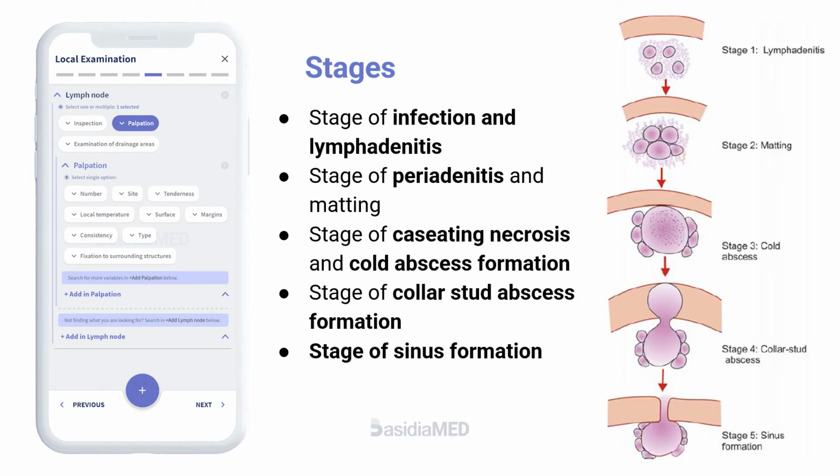The disease passes through 5 stages. The first stage is the stage of infection and lymphadenitis. In stage 2, there is periadenitis and matting. Stage 3 is the stage of caseating necrosis and cold abscess formation. In stage 4, there is collar stud abscess formation, where caseating material passes through deep fascia into subcutaneous tissue and gets adherent to the skin. The last stage is the stage of sinus formation.